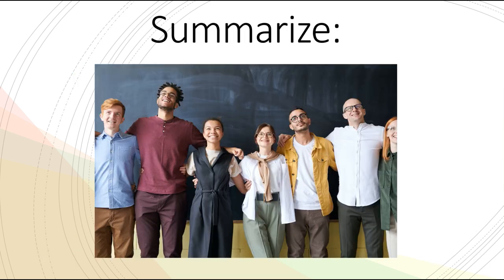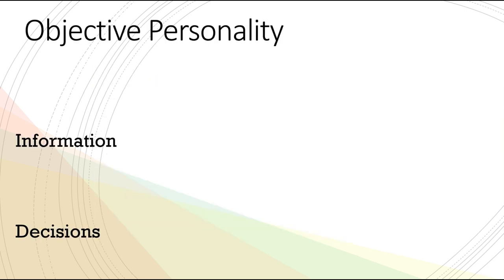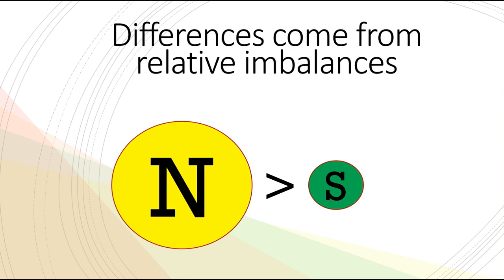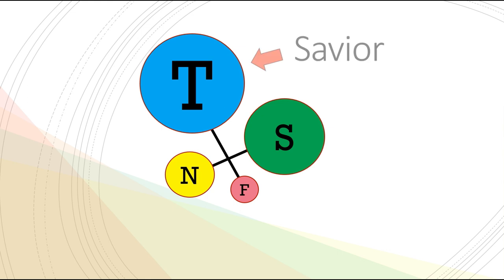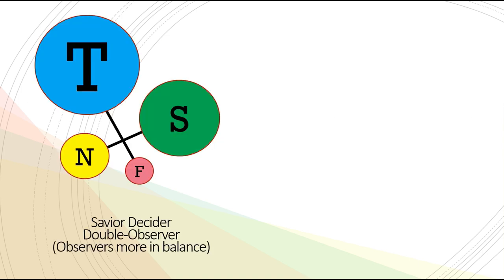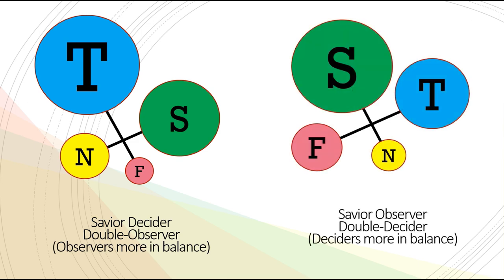To summarize, everyone is different. Objective personality looks at how people process information and make decisions. Each of those gets divided into 2 functions for a total of 4 functions. Differences come from people doing lots more of some functions than others. The functions you do the most are called your savior functions, and the functions you do the least are called your demon functions. People are usually comfortable using their saviors, and they are uncomfortable using their demons. People who have a savior decider function are by definition double observers. People who have a savior observer function are by definition double deciders.